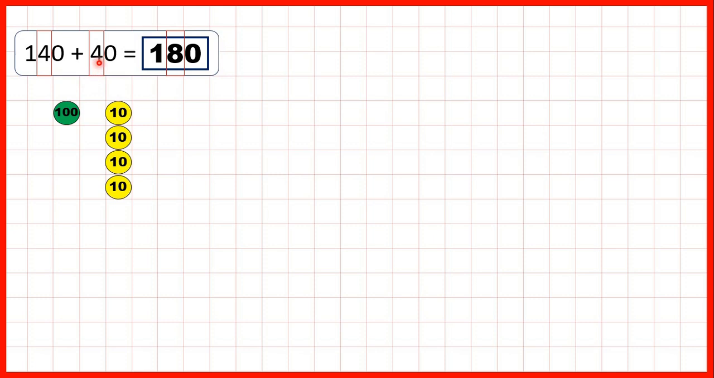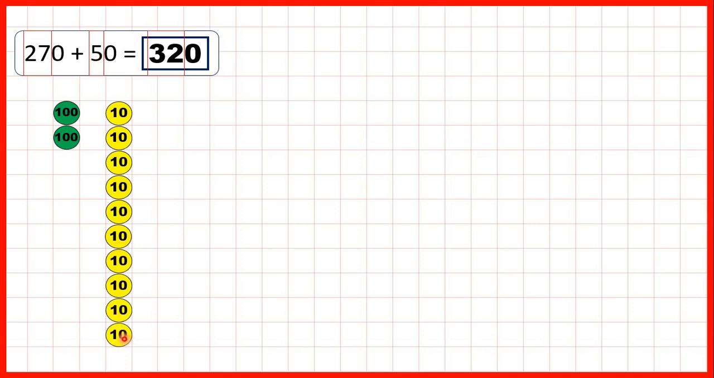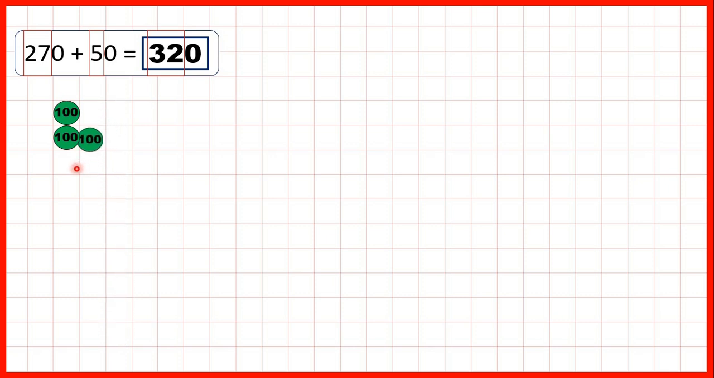We can also show the addition using place value counters. So here we started with 140, and adding 40 means we were adding 4 tens. So that gives us 180, so 1 hundred and 8 tens as our answer. Then we had 270, so that's 2 hundreds and 7 tens, and we were adding 50. So we need to add 5 tens. We can add 1, 2, 3, exchange, then add 4, 5 tens, and that gives us 320.